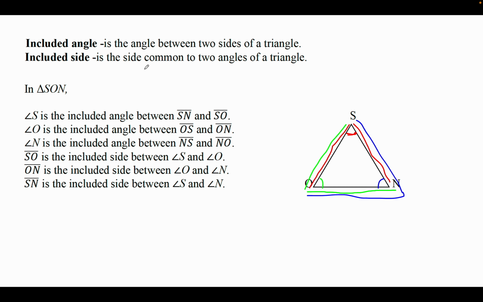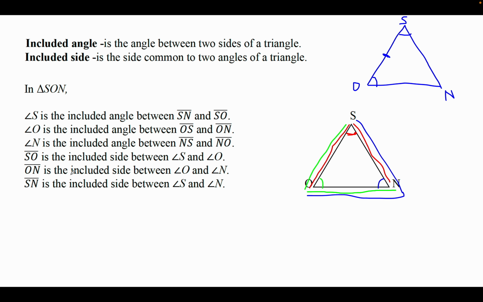This time, two angles of a triangle. It is between the two angles. Let me draw another triangle here. Okay? And then, let's name this triangle. So, side SO is the included side between angle S and angle O. So, we have here angle S and angle O, and the side between the two angles here is this one. So, side SO is the included side between angle O and angle S.